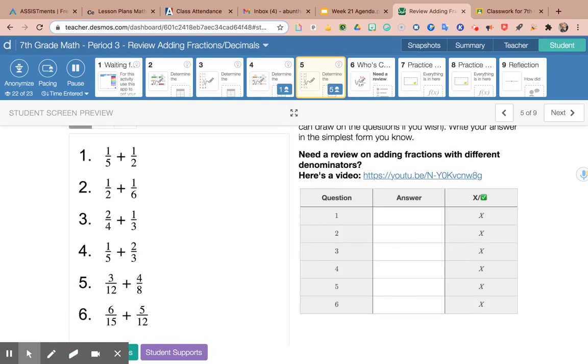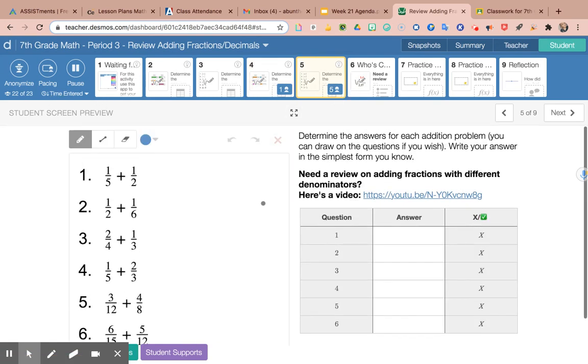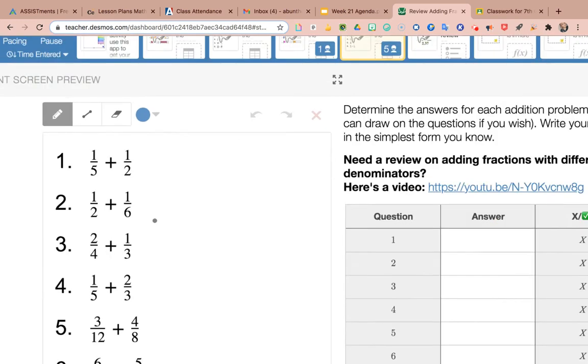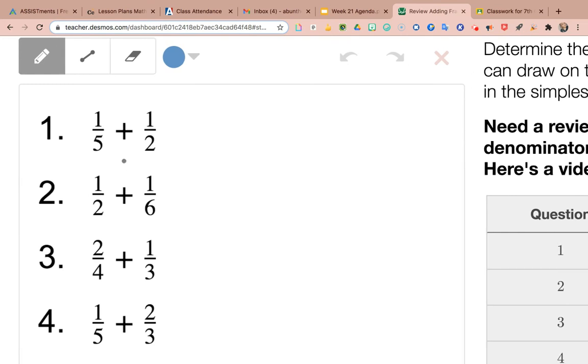Number 5 was your homework. So you needed to add them. Without a calculator, you need to practice by hand because you won't always have a calculator. For number 1, they don't have a common denominator, but one common denominator could be 10, right? Because I can multiply 5 by 2 and get 10, and I can multiply 2 by 5. So I could turn them both into fractions out of 10.